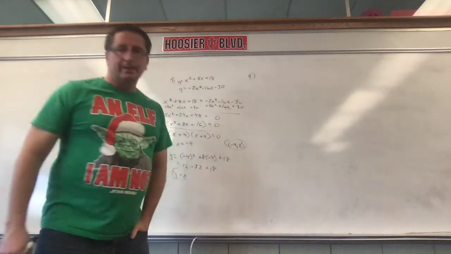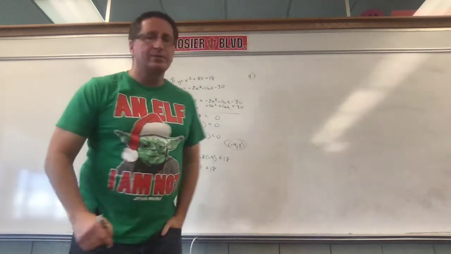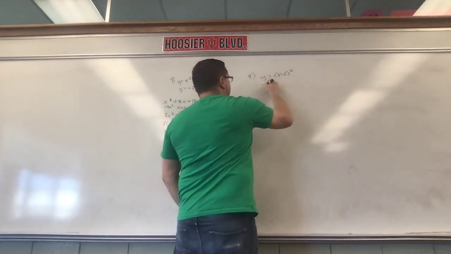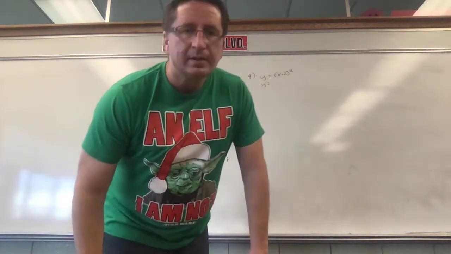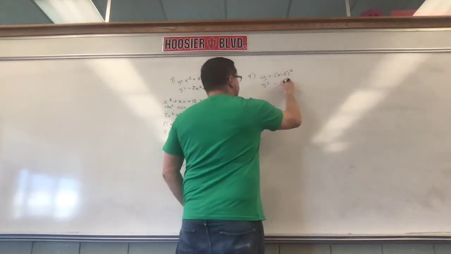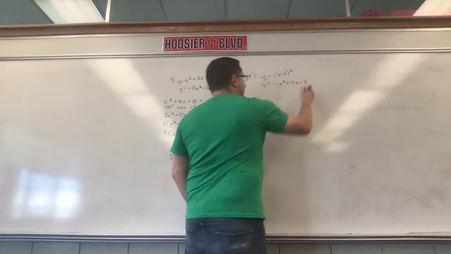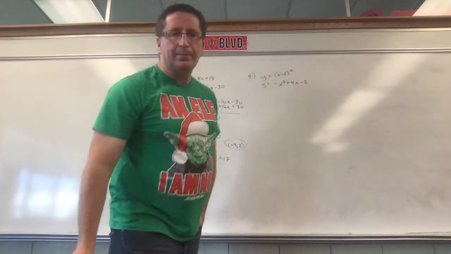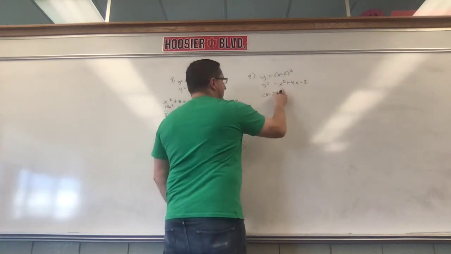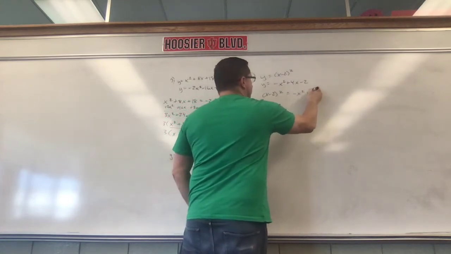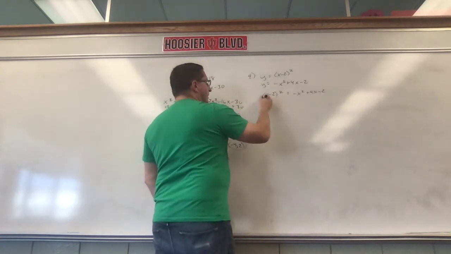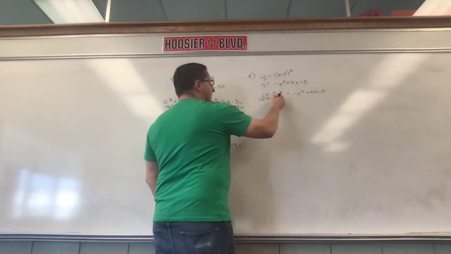Number 9. Okay, so we have y equals x minus 2 squared, and y equals negative x squared plus 4x minus 2. So y is this and y is that. This is that. So x minus 2 squared has to equal negative x squared plus 4x minus 2. Okay, x minus 2 squared means x minus 2 times x minus 2.